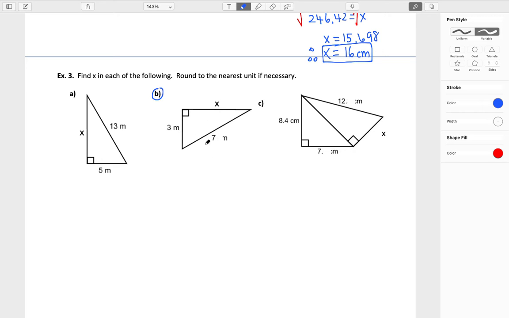For letter B, let's identify where the hypotenuse is. Opposite from 90 degrees, this is going to be the hypotenuse. So that means we must be looking for A and B. A and B can interchange. So let's write down A squared plus B squared equals C squared. We're looking for A, which is x squared, plus B, we know it's 3 squared, and C is going to be 7 squared.